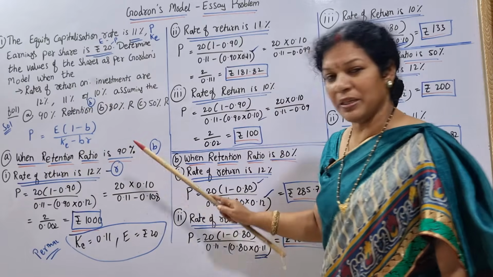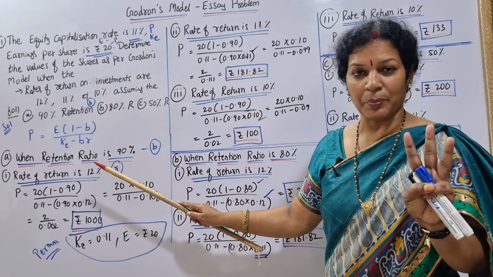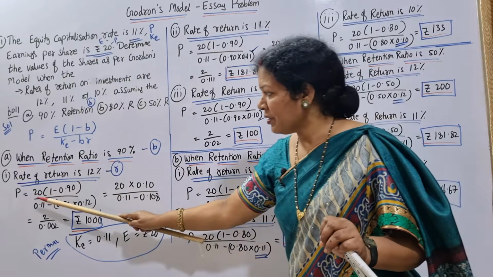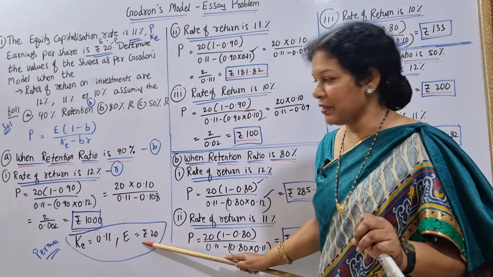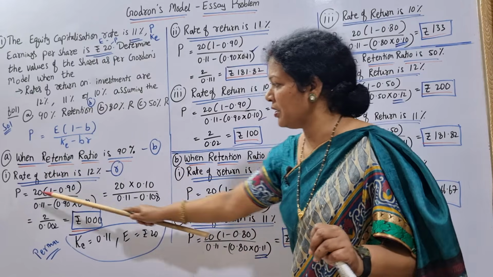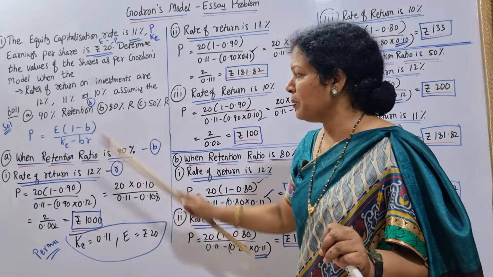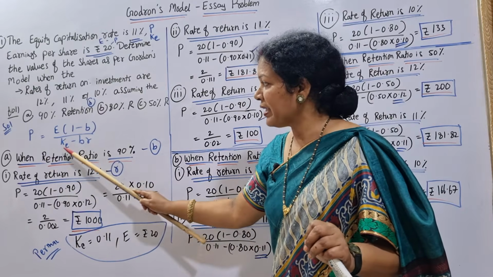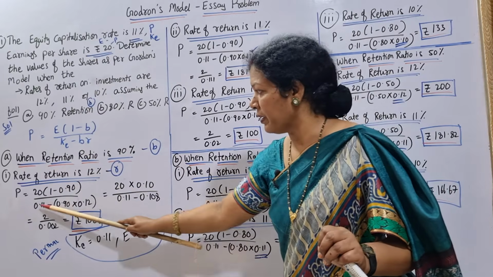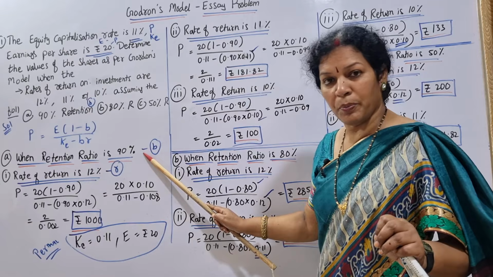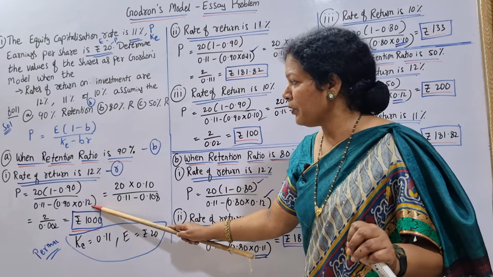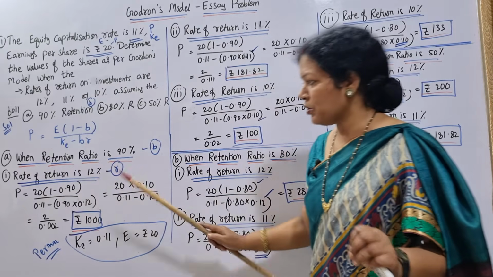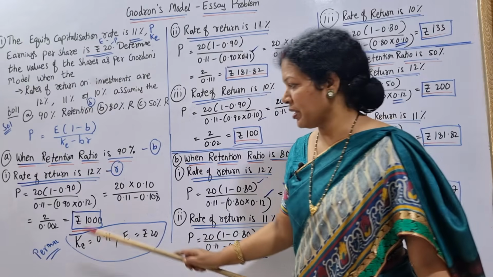So this is the main case. Under this case, three sub cases are there. One is rate of return 12%. Here KE and E both are permanent. Now as per the formula, E is here 20 into 1 minus B. B is retention. Retention is 90%, means 0.90. And by KE, KE is here 0.11 minus B, B is 0.90, into rate of return 0.12. Once you write this formula and go for the simple calculations, you are getting this much.